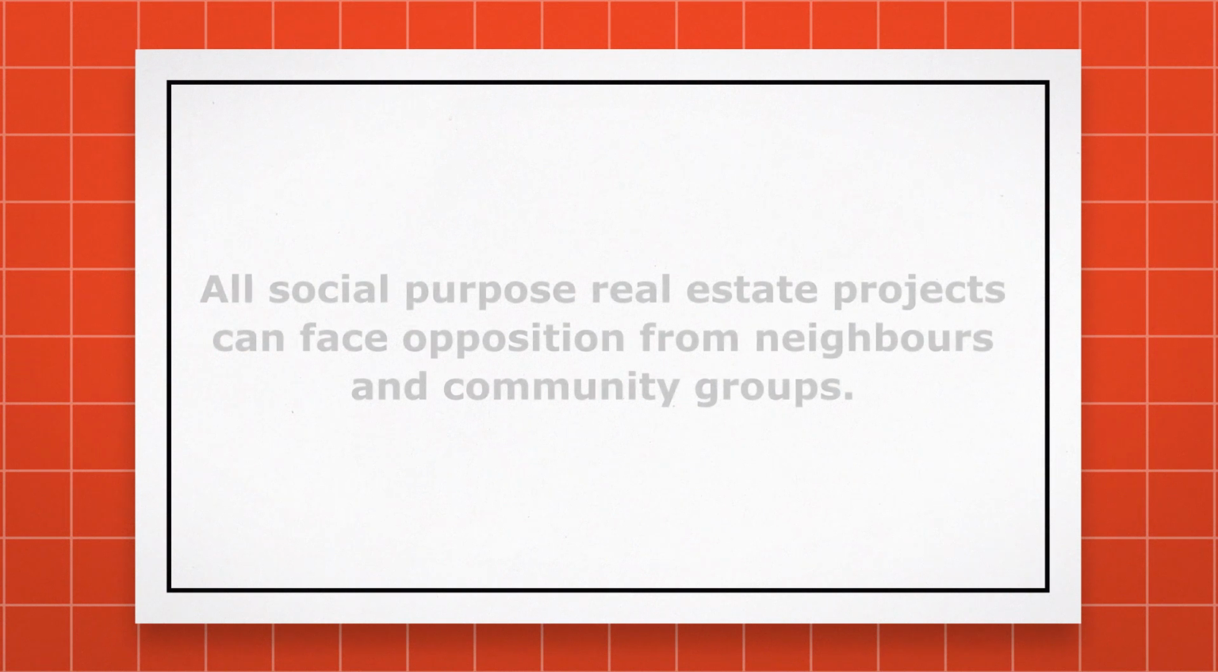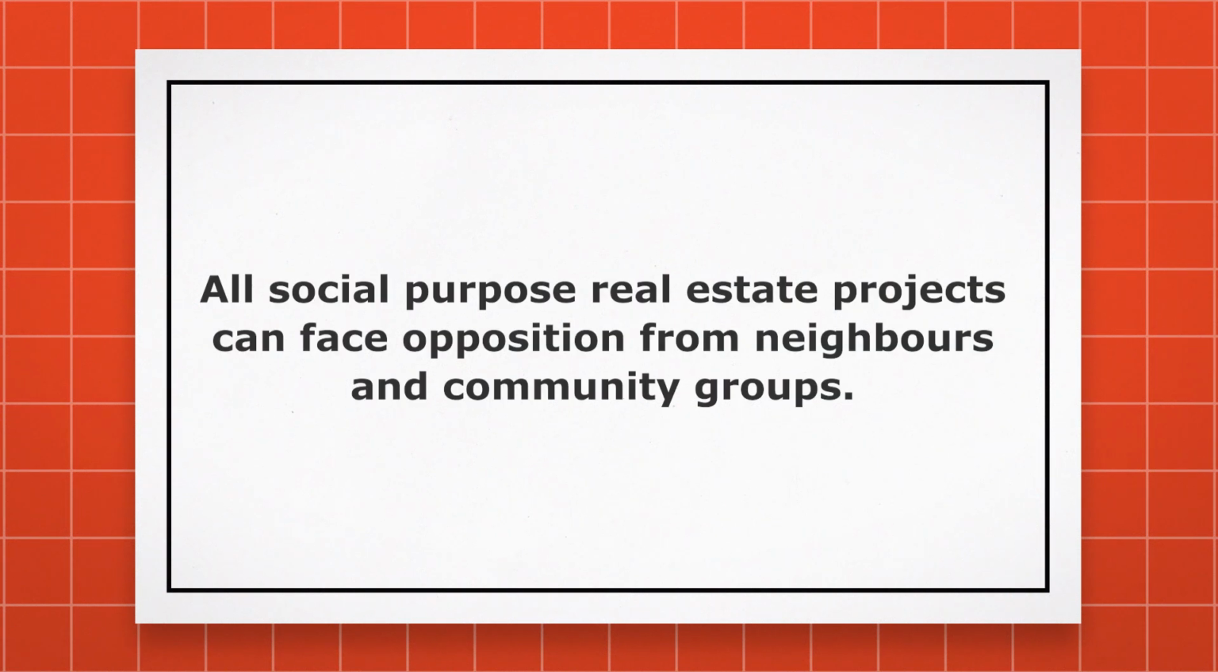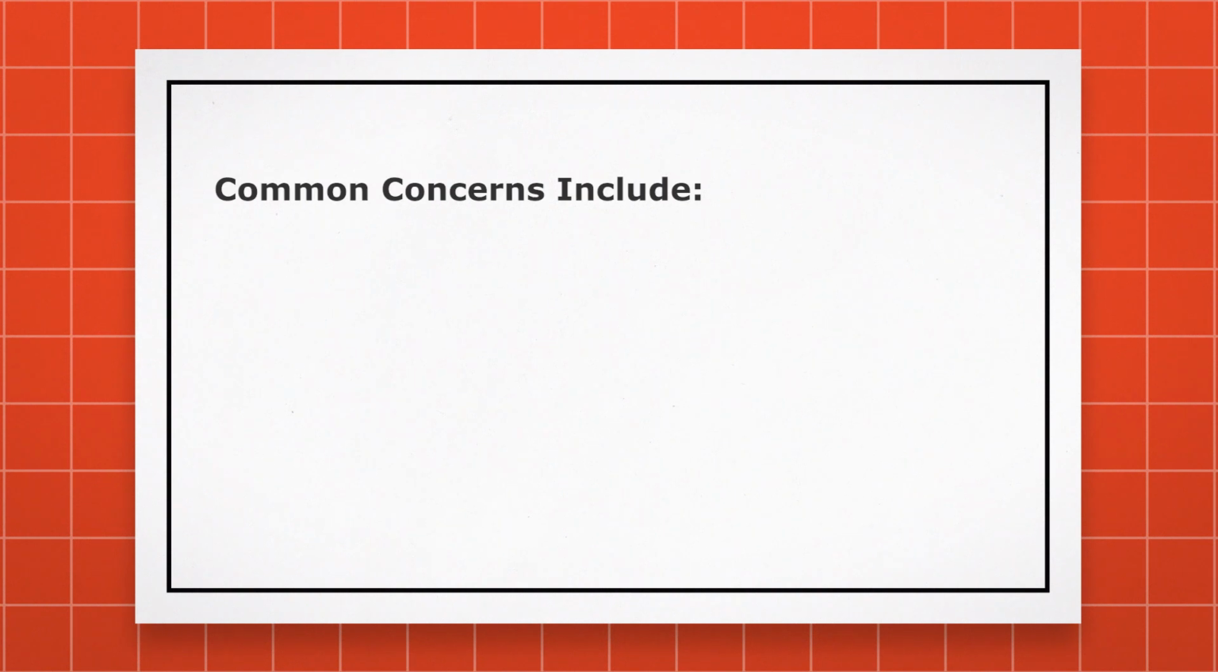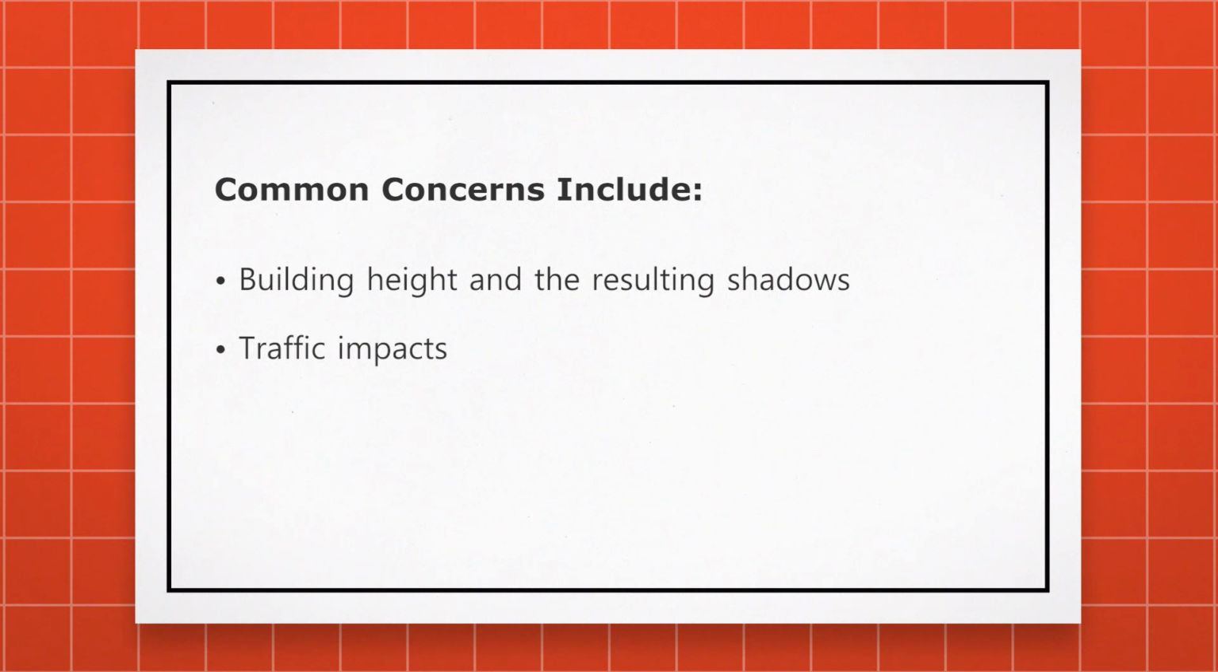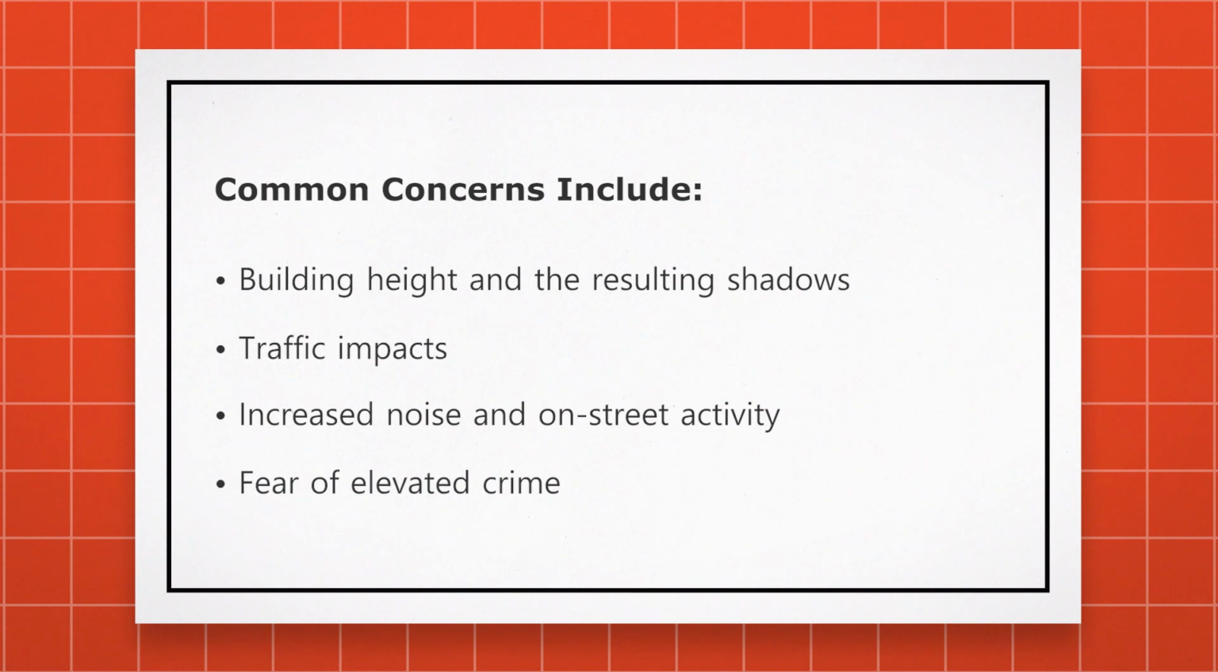Now, neighbors can seriously impact municipal decisions and approvals for a SPRE project. All manner of SPRE projects, from daycares to shelters, have faced opposition from neighbors and community groups. Common resident concerns can relate to building height and the resulting shadows, impacts on local traffic and parking, changing levels of noise and on-street activity, or fears of elevated crime. Many of these fears are either unfounded or can be mitigated through proactive planning. But nevertheless, SPRE projects can become flashpoints for controversy and community divisions that may result in project approvals being denied.